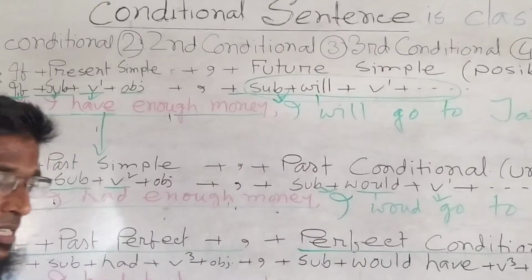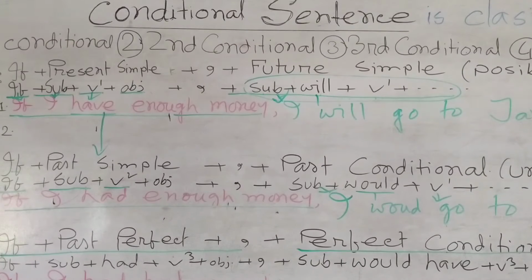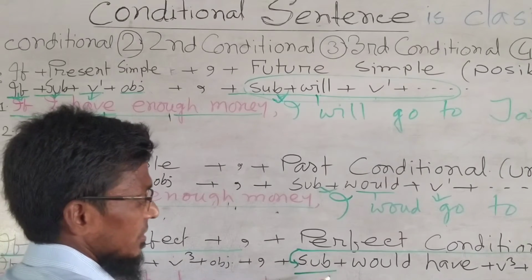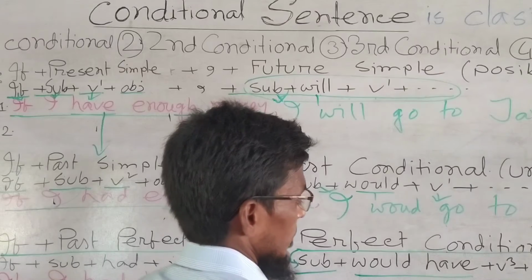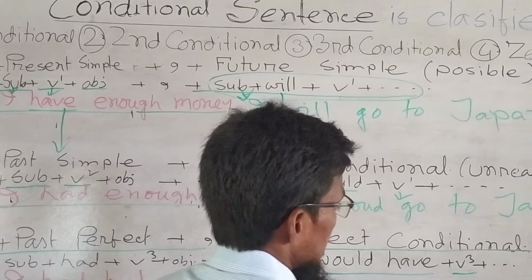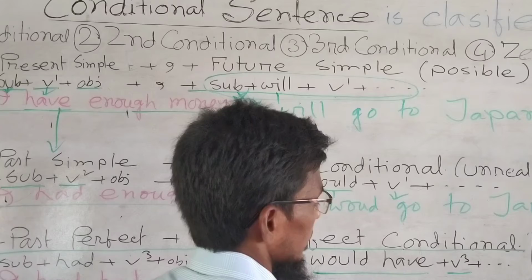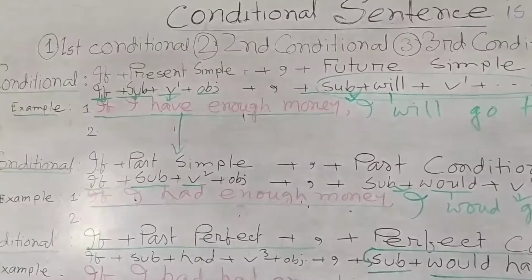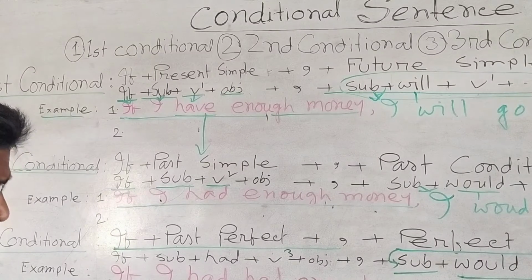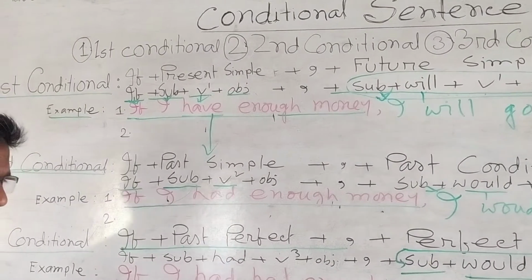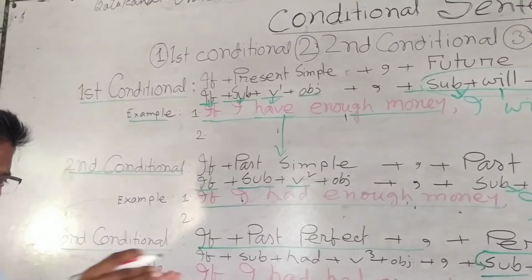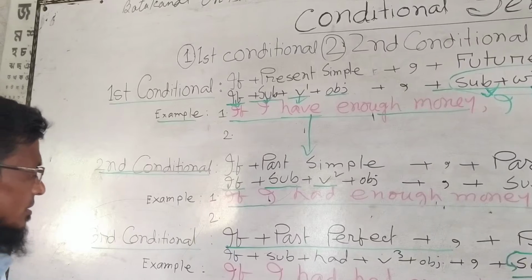Perfect conditional sentence means you have to follow this kind of structure: subject would have, past participle, then extension or object or phrase word. So, you have to follow this structure, then we will be able to fill up this sentence.